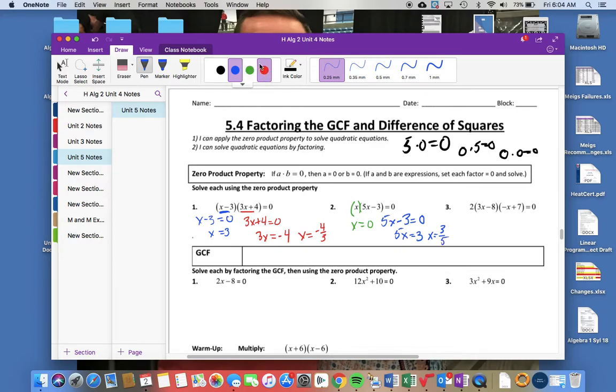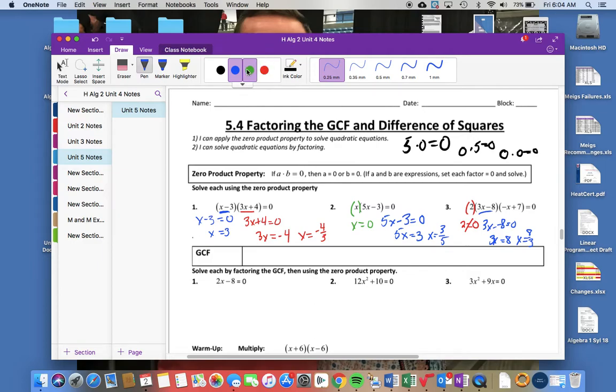All right. This last one, once again, I'm trying to show you something different on each one. Technically, this last one has 3 different factors. The first one is 2. And so you set 2 equal to 0, and 2 won't ever equal 0, so you're not going to get a solution there. The next one is 3x minus 8. Let's set that equal to 0. For that one, we add 8 on each side, so 3x equals 8. Divide by 3, so x equals 8 over 3.